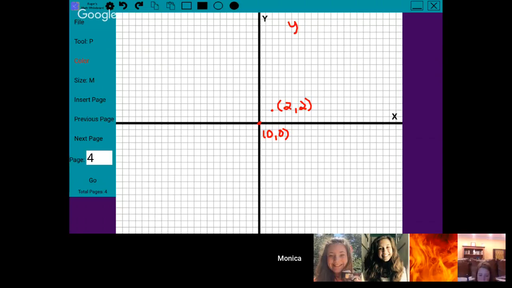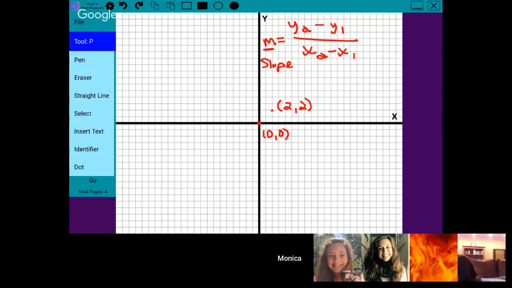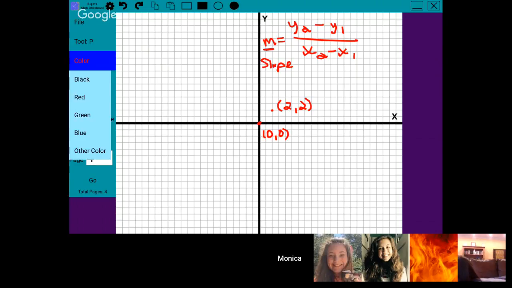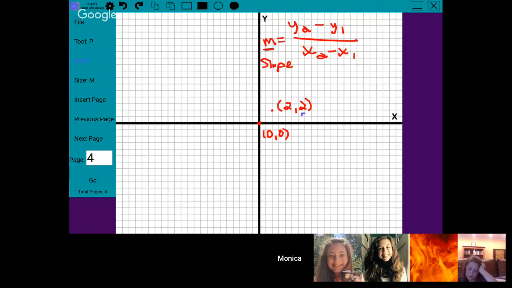Now the formula for slope, you'll remember, is y2 minus y1 over x2 minus x1, and m is slope. So now you're going to take the coordinates of those 2 points and plug into that formula. We can say our y2 could be this one, and our y1 would be this. So 2 minus 0. And then x2 minus x1 is going to be 2 minus 0 again, right?